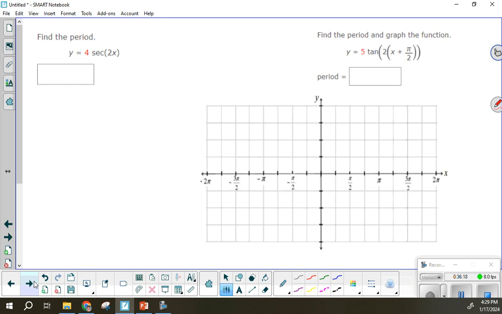Now we've got a k. All right, so find the period. So on this one, again, this is your amplitude. Okay, this is your k. So your period is 2 pi divided by 2, which is just pi.